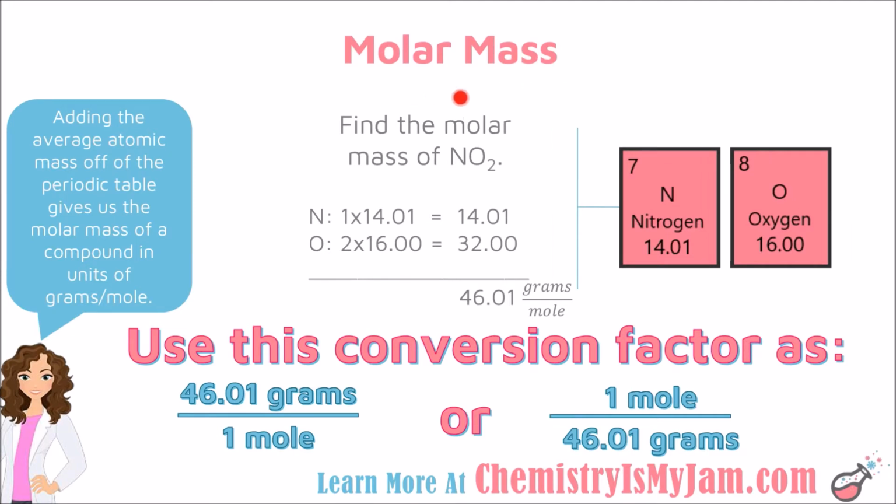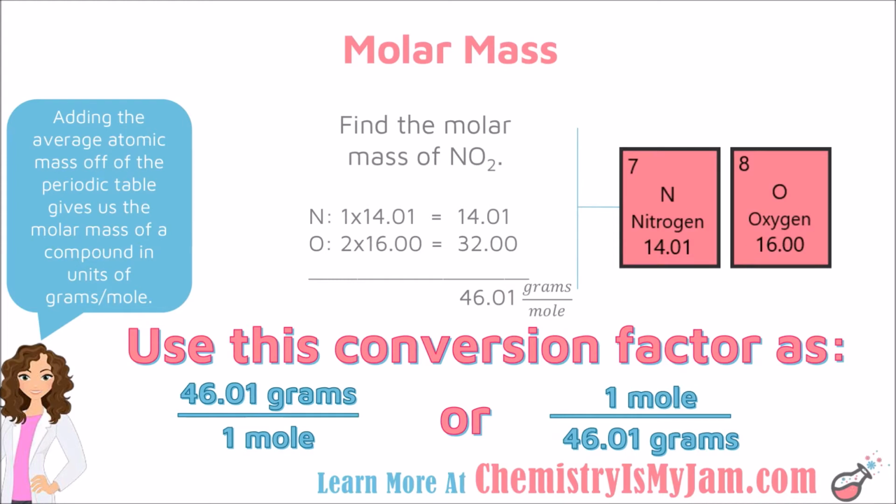So when you're dealing with molar mass, the units are grams per mole. This is a conversion factor. It's something we can use to convert back and forth between grams and moles. Because it's a conversion factor, you can write it as 46.01 grams per mole, or you can flip it where the 46.01 is on the bottom and think of it as 1 mole per 46.01 grams.